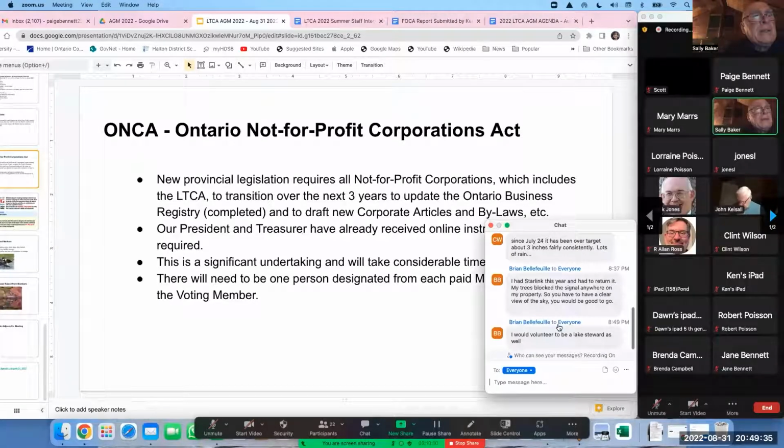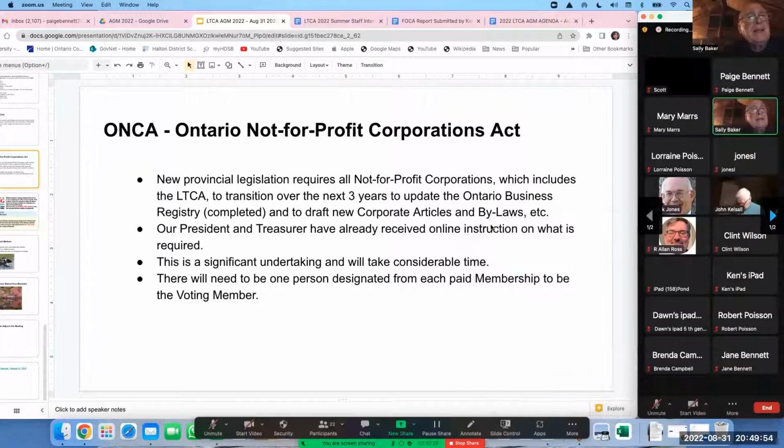You need to update all the information on the Ontario Business Registry, which we have done. That took a little work there. And the biggest one is we need to draft new corporate articles and bylaws. There are draft sample, kind of boilerplate ones that we're going to look at and see if they meet our needs. Both Lorraine and myself did receive online instruction through FOCA for this. It's a significant undertaking. I don't know if anybody wants to volunteer or has experience in that area, but it's something that we are hopeful to work on over the winter.